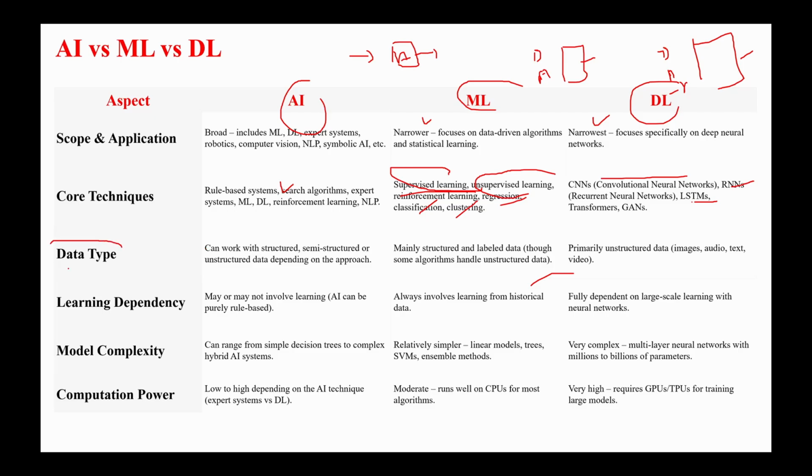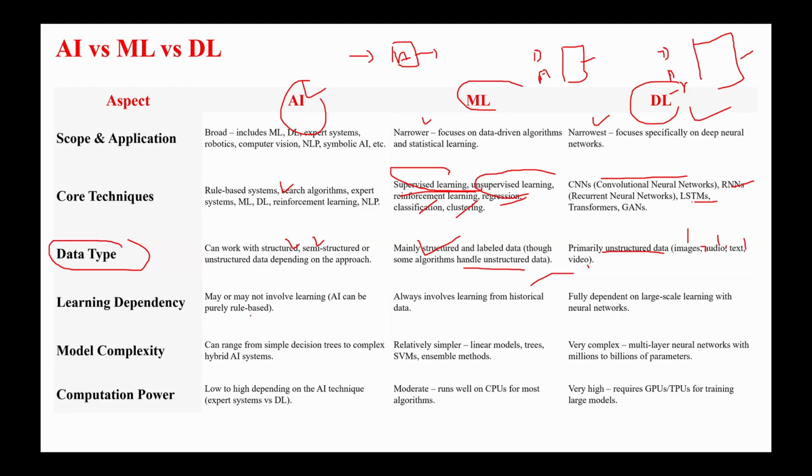Now, coming to data types. What type of data does the AI model consider? AI only considers structured and semi-structured data. Machine learning mainly considers structured data and somewhat considers unstructured data. But deep learning purely considers unstructured data in terms of image, audio, text, and video. If you combine all these things, this is called unstructured data. Unstructured data alone is not helpful for AI, it is only helpful for deep learning. And deep learning gives very good results if you supply unstructured data.